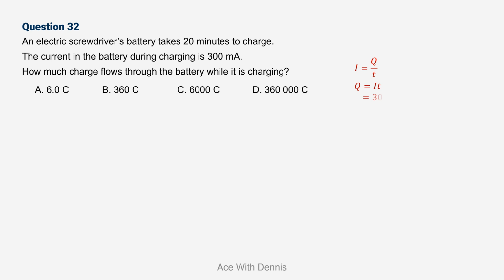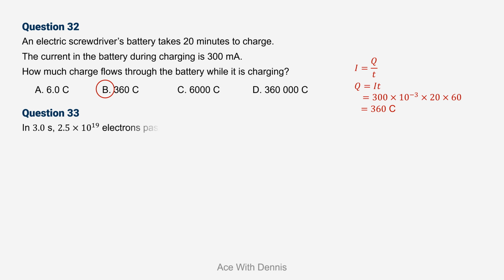The current given is 300 milliamps, hence it is 300 times 10 to the power of -3, then times the time. We need to convert it into seconds because it's given in minutes. Therefore, multiply 20 and multiply another 60. Then the answer will be 360 coulomb. Therefore, B.